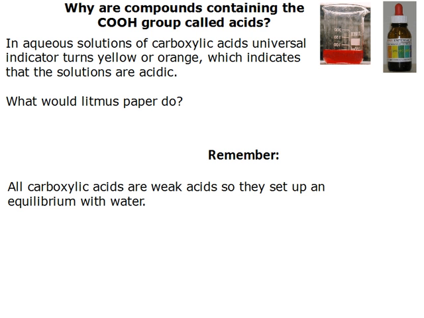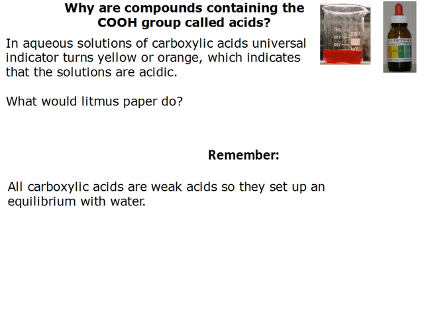So why are compounds containing the COOH group called acids? Okay, in aqueous solutions of carboxylic acids, universal indicator can turn red, yellow or orange. If you think of the Roy G. Biv way of remembering the colours of universal indicator, Roy represents the acids. And because carboxylic acids are weak acids, we would expect to see orange or yellow for weak acids, but sometimes you might get red as well.